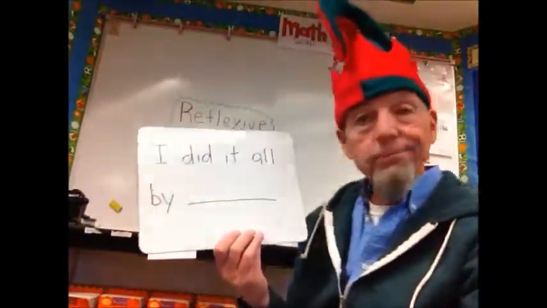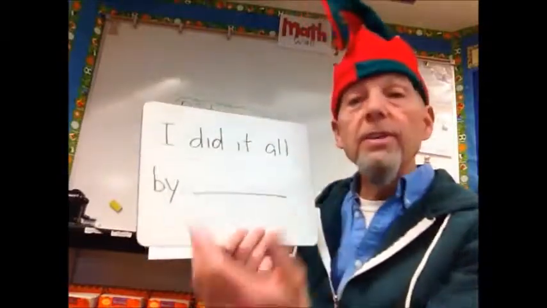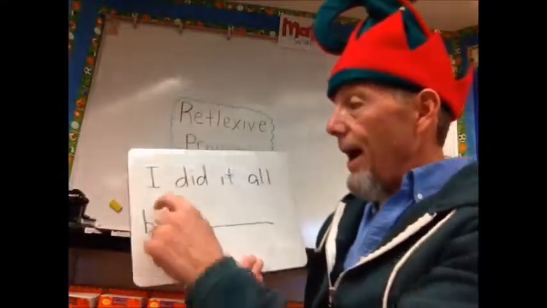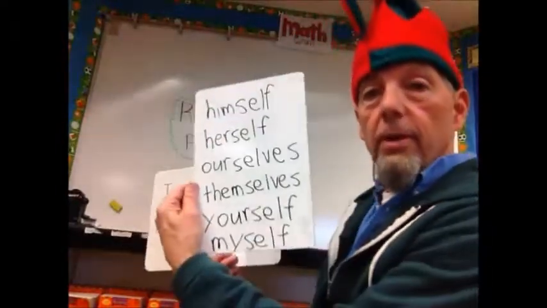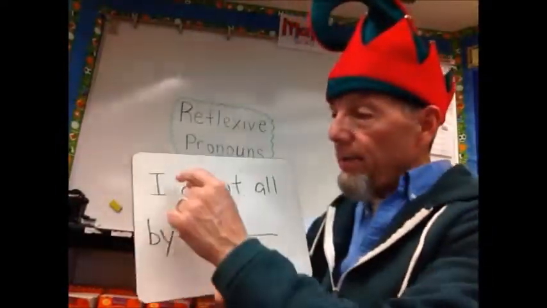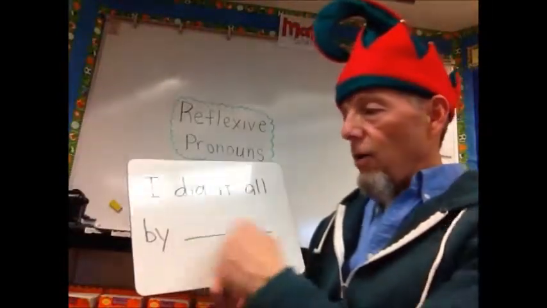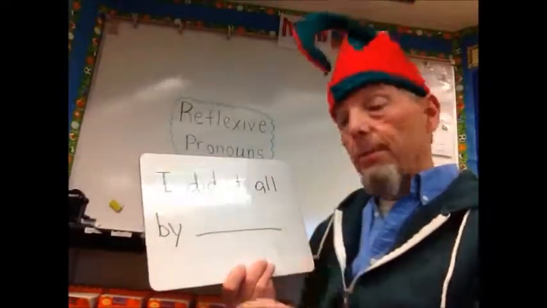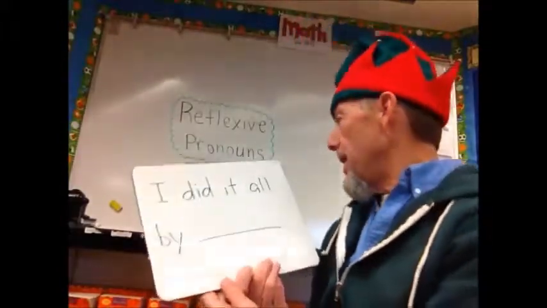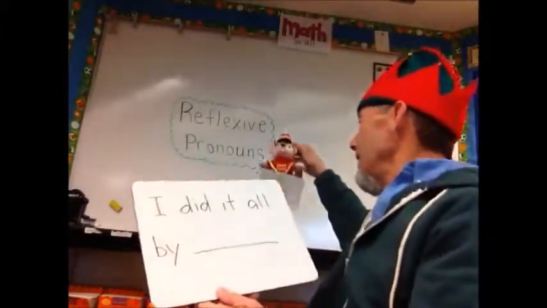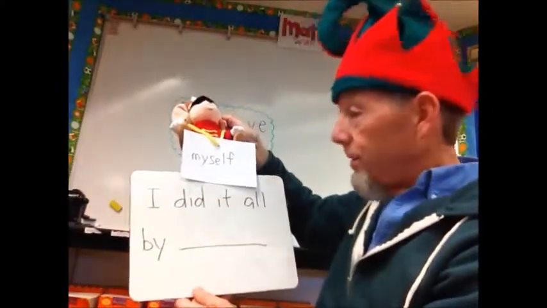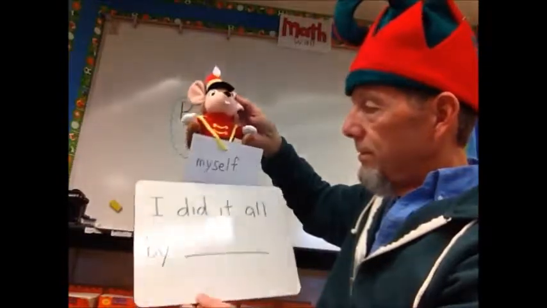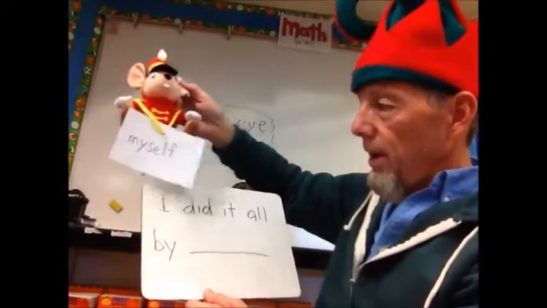Here's something that kids learn to say as soon as they learn to talk in complete sentences. I did it all by blank. Which one of these fits in here to refer back to I? I did it all by yourself? No. Find something that fits here that matches with that. I did it all by myself. Does that make sense? Myself refers back to I. Pretty good.